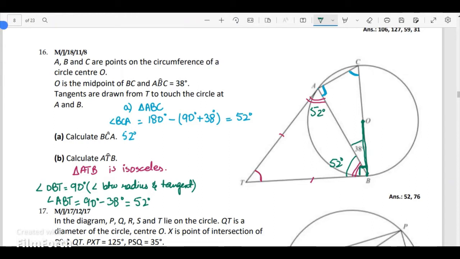So now to work out ATB is pretty simple. We're looking at triangle ATB. So angle ATB would be equal to 180 degrees minus 52 minus 52. So 180 minus 52 minus 52, we get 76 degrees as our answer.